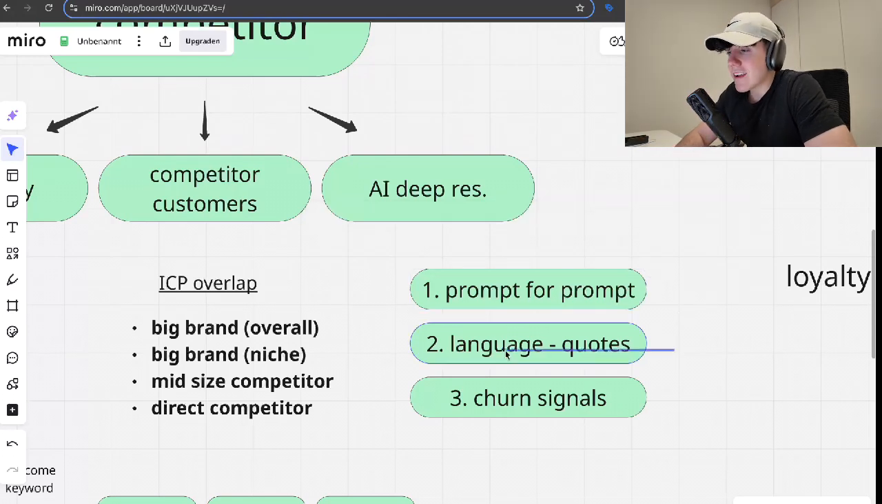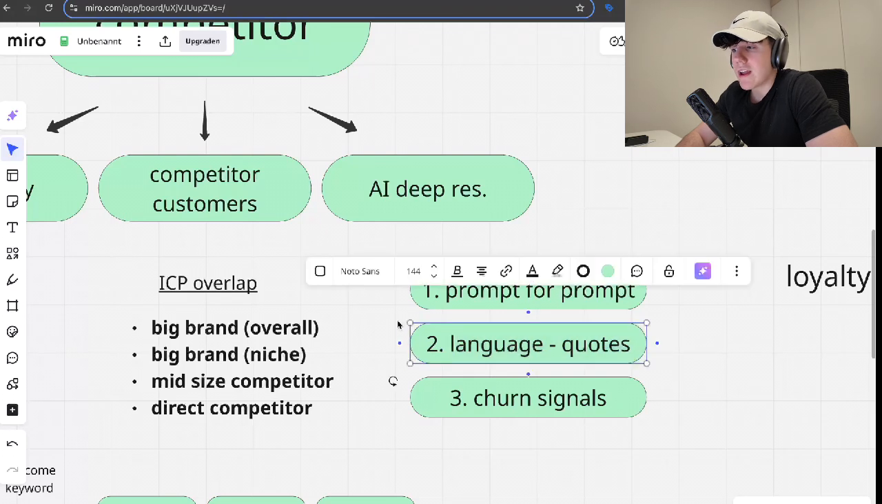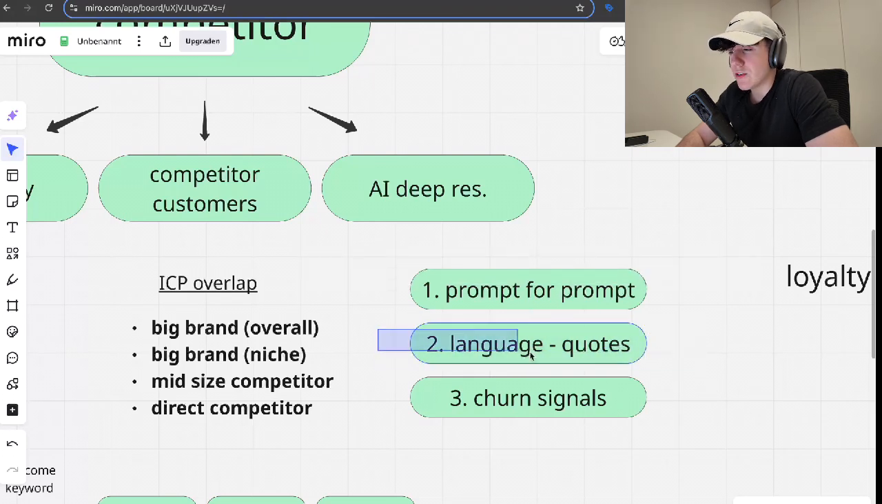It's insane, right? Second thing is actually the language and quotes, okay? So how are the people speaking, right? What are customer quotes and beliefs that they think, in order to, what beliefs do you have to change in that case?